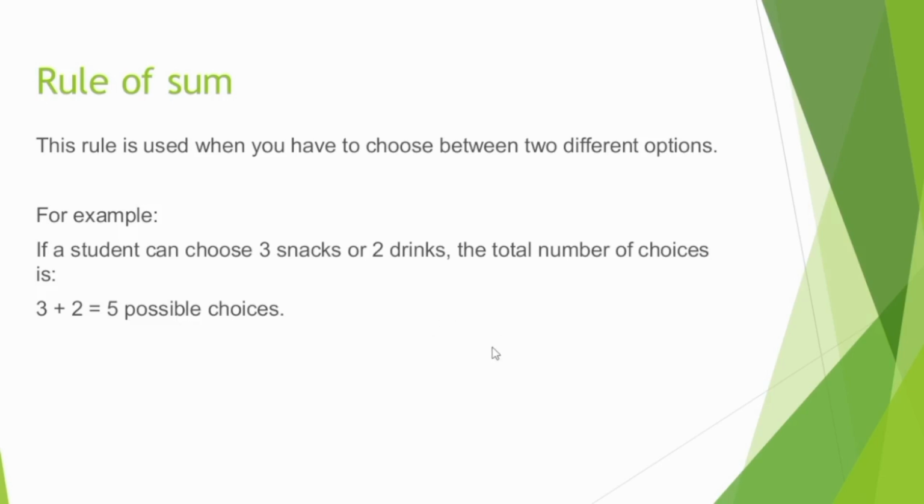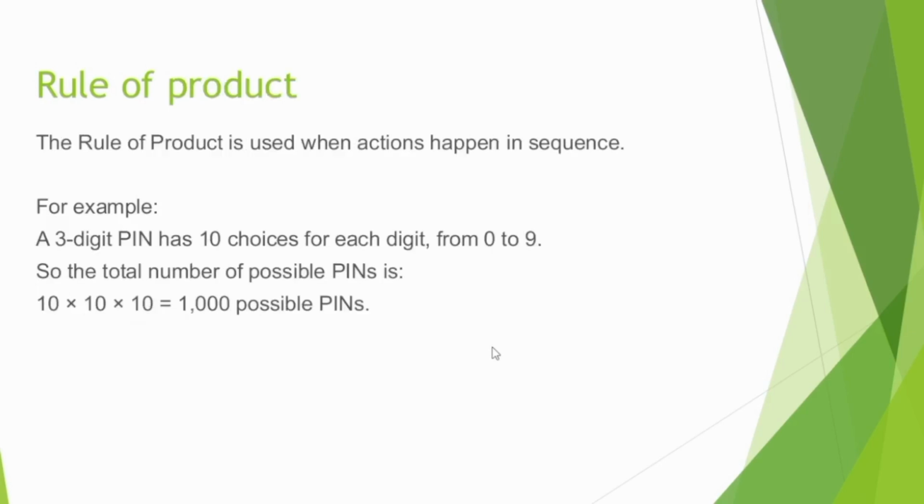Let's proceed to the second example, which is the rule of product. The rule of product is used when actions happen in sequence. For example, a 3-digit PIN has 10 choices for each digit from 0 to 9. So the total number of possible PINs is 10 times 10 times 10. It equals 1,000 possible PINs.